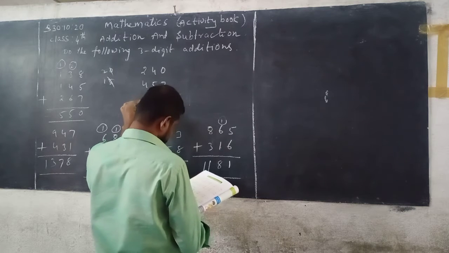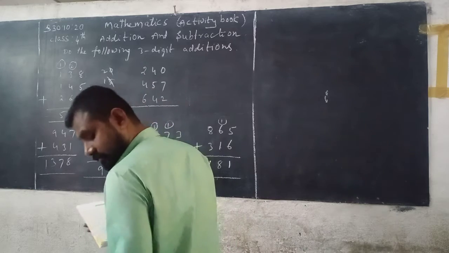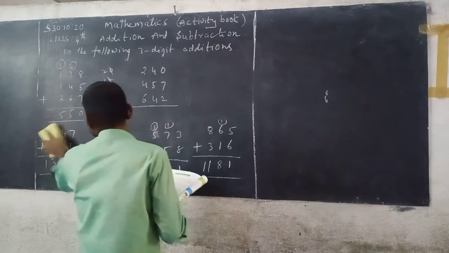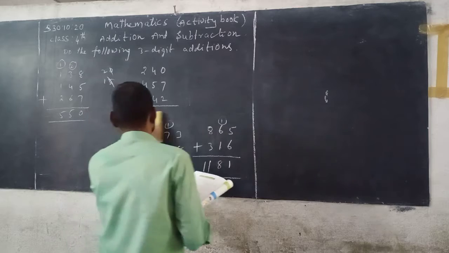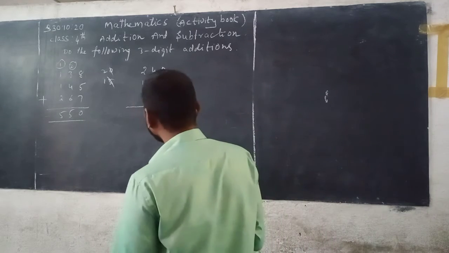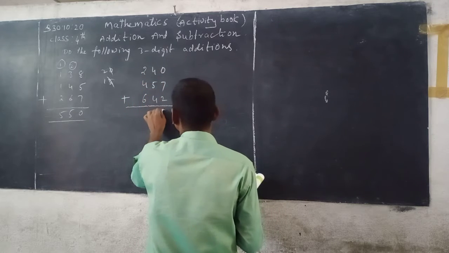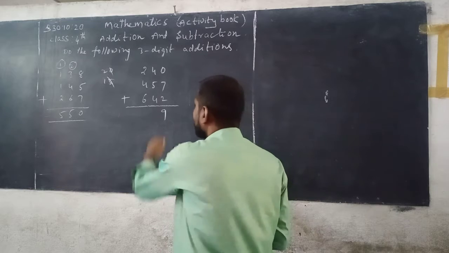457, 642. See here, first add the digits in ones place. 0 plus 7, 7. 7 plus 2, 9. Write down under ones column.